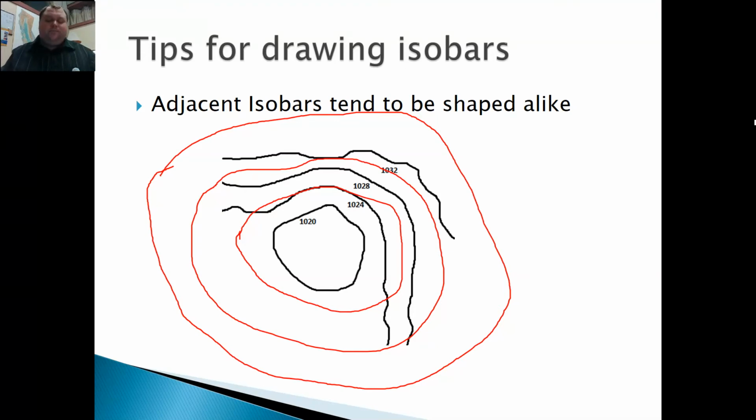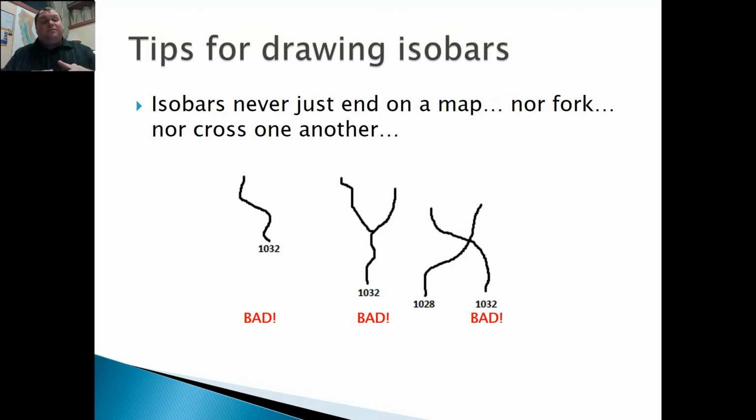A few other tips about isobars. Isobars don't just start and end on a map. Isobars actually do one of two things. They either go all the way to the edges of the map, meaning they continue off the map, or they close and form a circle. So they do one of those two things. You'll never see something where you have a map and there's an isobar that begins and ends on the map. It either forms a circle or it goes to the edges of the map.